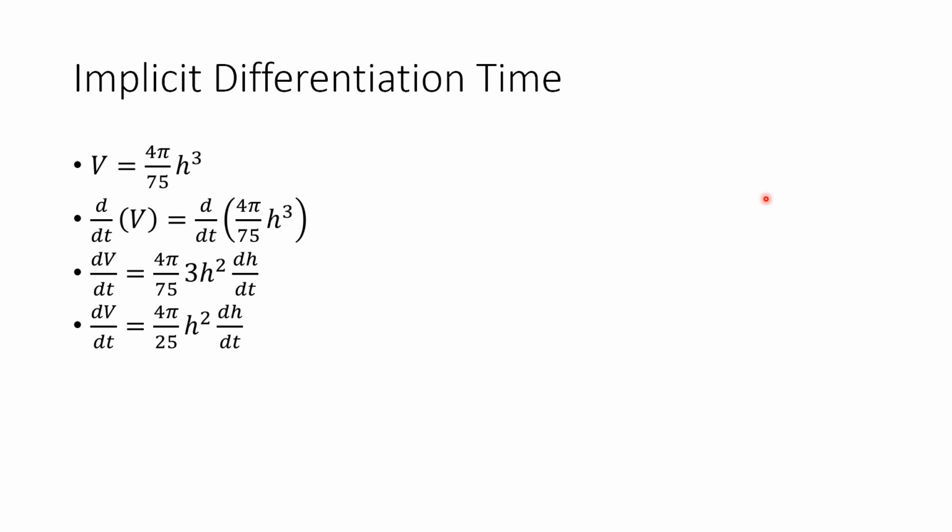This gives me a nice formula that I can simplify a little bit further, canceling the 3 and the 75 to get just a 25 in the denominator. My goal is to find dh/dt. The way I can do that is to now use some algebra, divide both sides by this number, and I will solve for dh/dt.